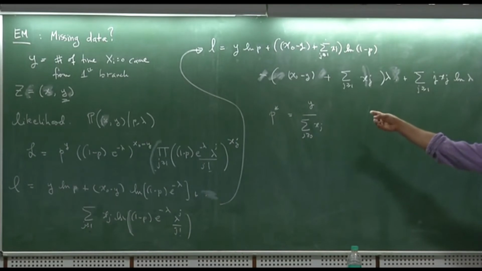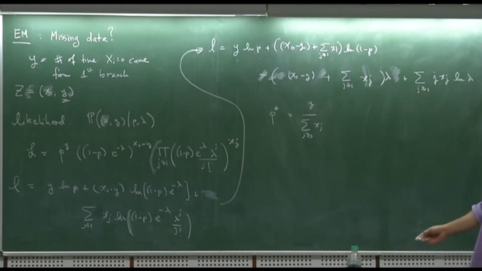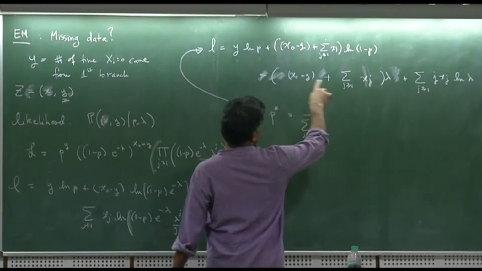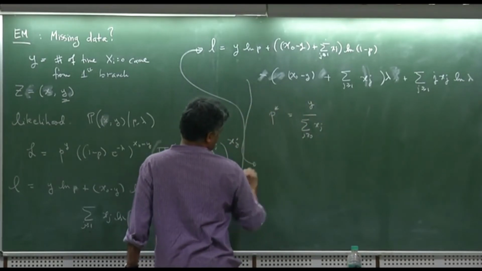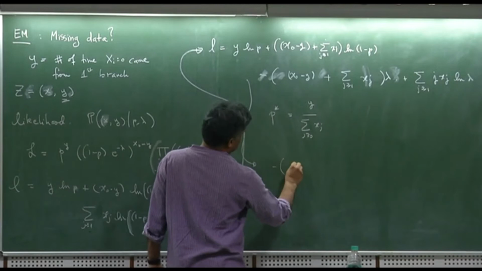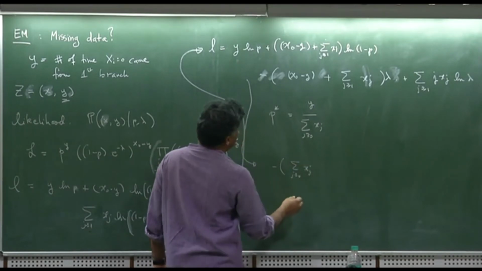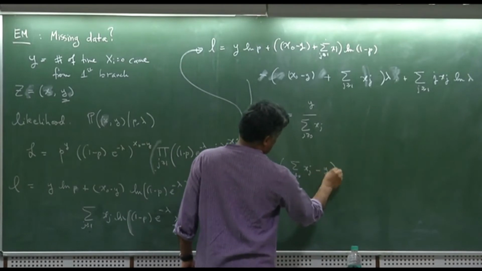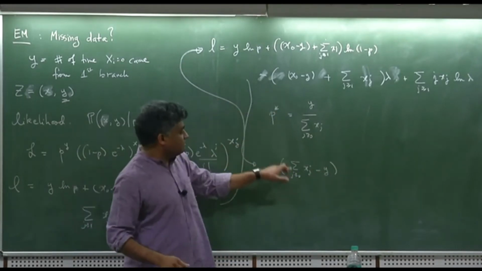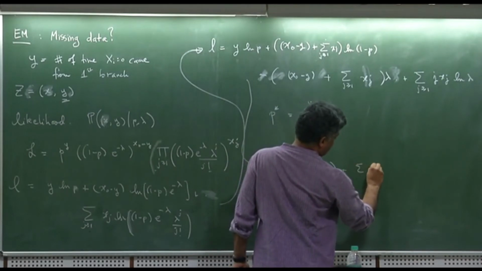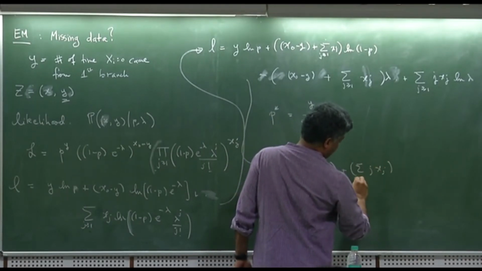But this is what we thought right in the beginning, right? If I knew exactly how much data came from the first piece, I know what the p star should have been. What about for lambda? I have to take the derivative. So basically I take the derivative of this and I get minus the summation over j greater than or equal to 0 of xj minus y. That's just this part simplified. From that part I get plus the summation of j xj divided by lambda.